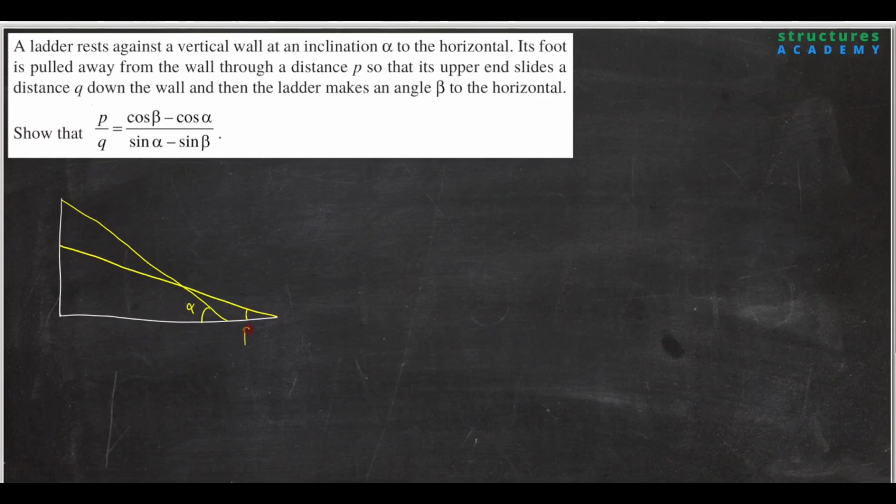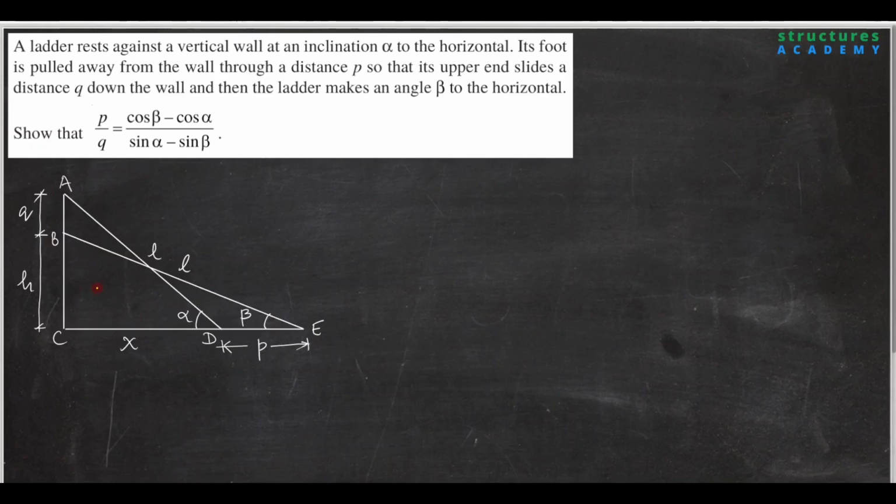This new angle is beta, and we are told that the upper end of the ladder slides down by a distance q. That means this particular distance is going to be q, and the foot is pulled away through a distance p, which essentially means this distance right here is p. So this diagram right here describes the situation of the ladder, its foot being pulled away from the wall, its angle changing from alpha to beta, and we will use this diagram in order to solve the problem.